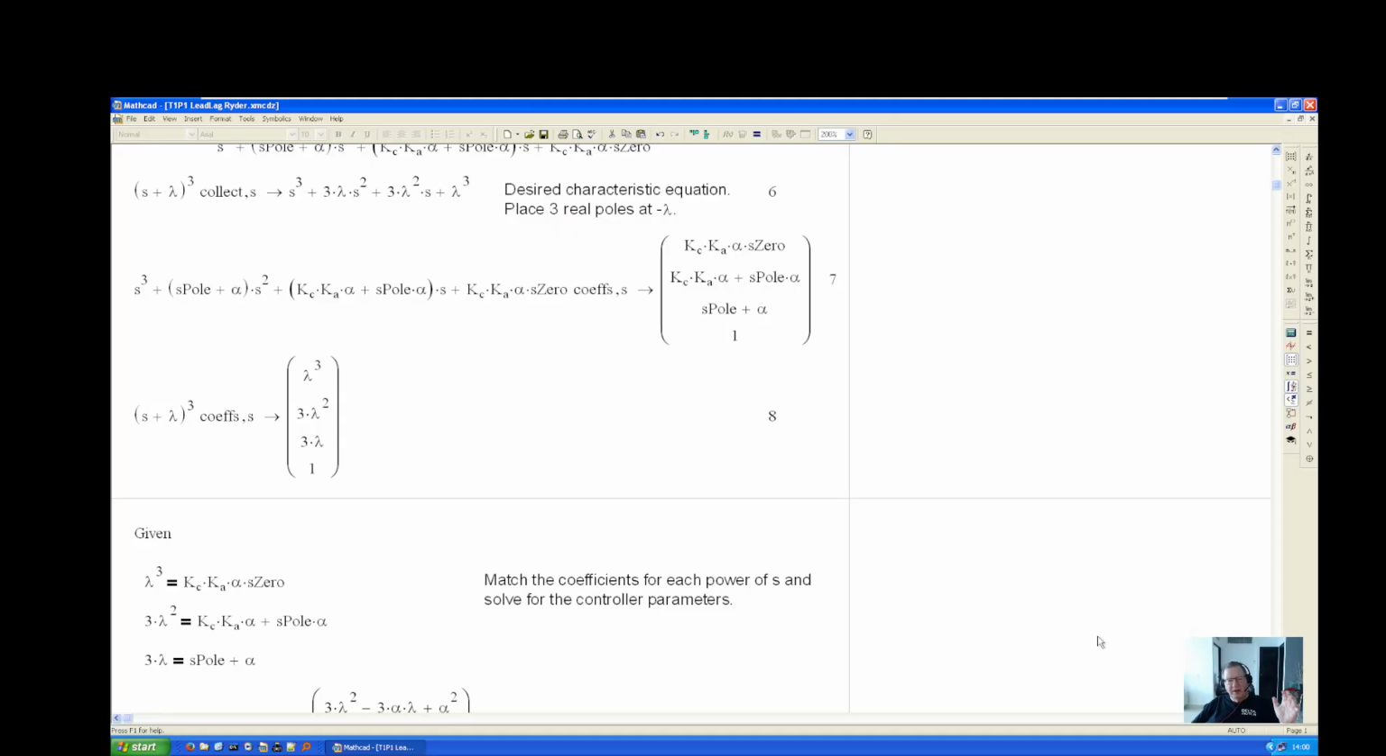So hopefully you enjoy this and you'll find that symbolic processing is the way to go. Never use root locus again. I never use Root Locus. I always use the symbolic processing.